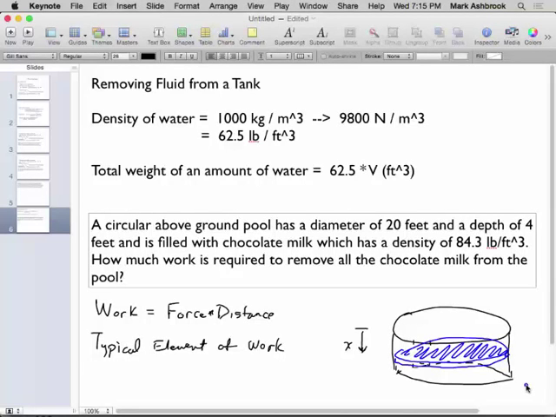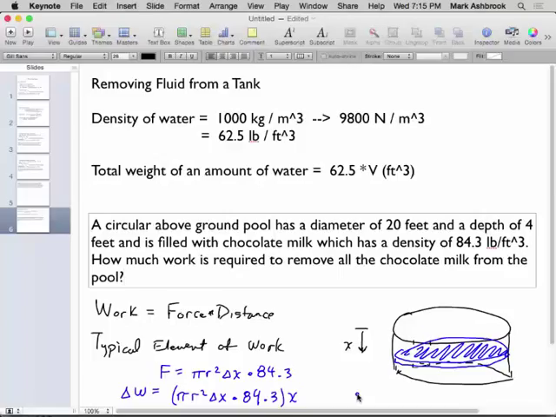Okay? So we got to move, what is the weight of a pancake of milk? Well, the force is pi r squared delta x, the volume, times what? Density. 84.3. So that will be the total pounds. And so then the work to move that thing out, delta W, will be force times distance. The force is the volume times the density times what? Not delta x. It's now the distance we have to move that thing. Just x. We got to move it a distance of x.